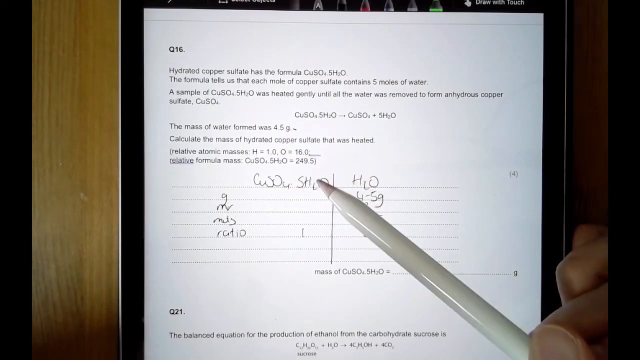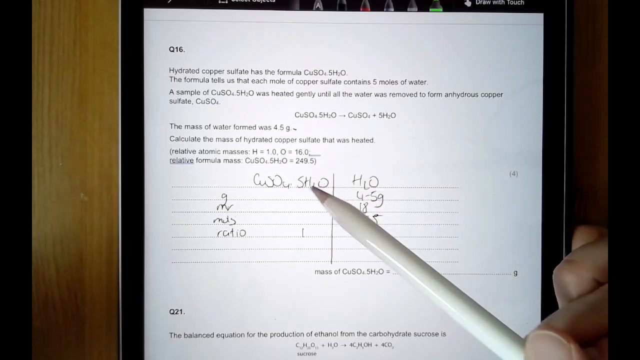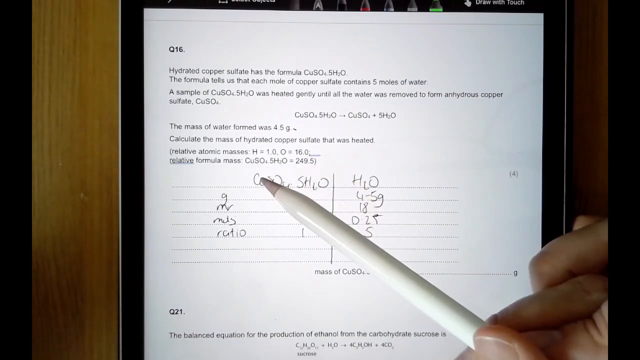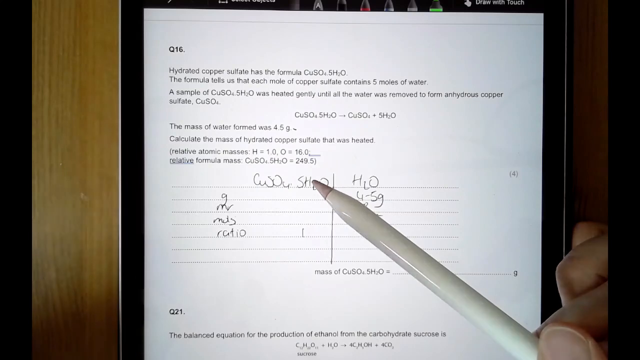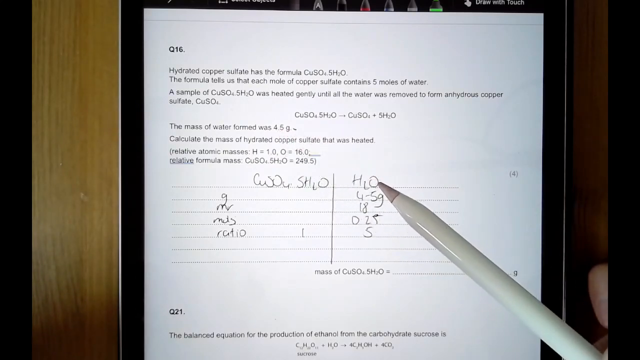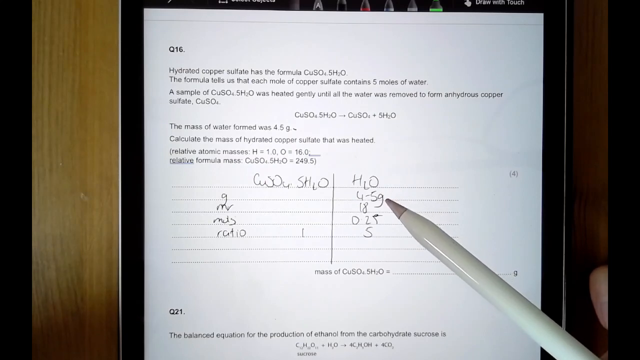Because it's hydrated, I do need to keep that H2O. And again, if in doubt, look at the information they've given you. If they're giving you the formula mass of all this, then you just fill that formula straight into your table. They give you the mass of water formed. So water is the other thing that's important, and I pop that into my table too.